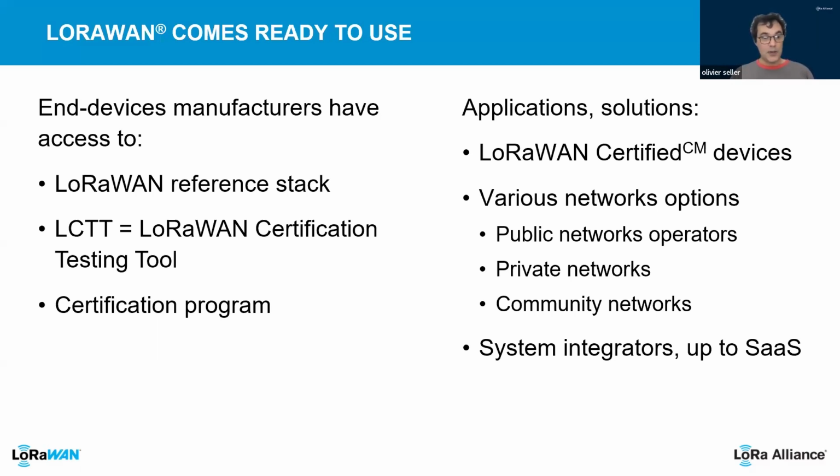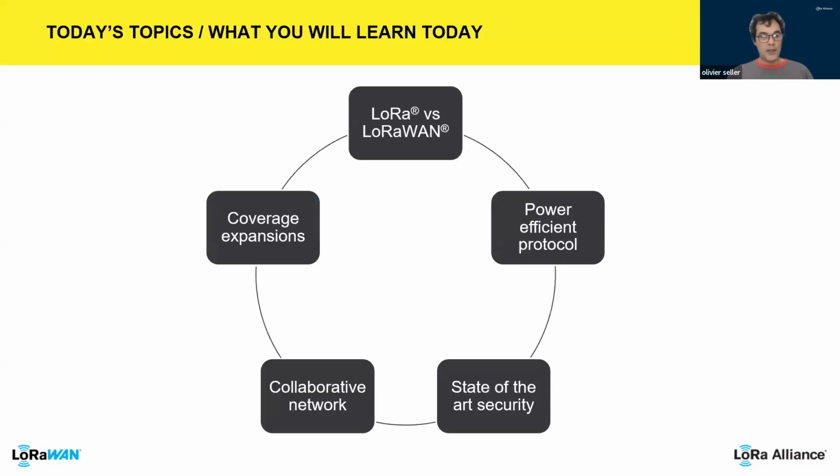network. So LoRaWAN is ready to use, but that's not a reason not to dig into how the protocol works, and that's what we're going to do today. So today, I will maybe scratch the surface of the LoRaWAN protocol by addressing first the difference between LoRa and LoRaWAN, then show how power efficient the protocol is and why it is power efficient, what are the design choices that make it power efficient, what are the reasons that make LoRaWAN state of the art when it comes to security, and then I'll talk about coverage, which is one of the main advantages of collaborative network topology that I will detail, and also talk about coverage expansions.